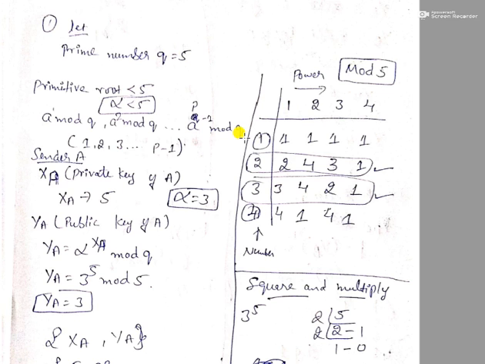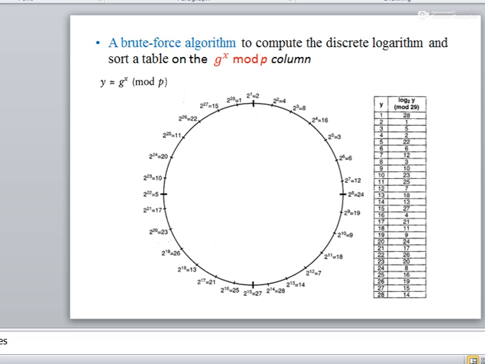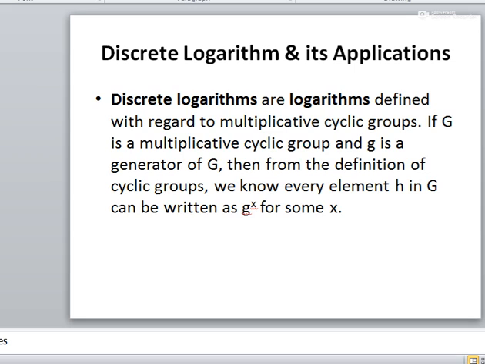This one we call the discrete logarithm. The discrete logarithm is in your exam, in the textbook and syllabus, but I explained it simply so you don't get confused. This is defined with regard to generating a multiplicative cyclic group. If G is a multiplicative cyclic group and g is a generator of G, then from this definition of a cyclic group we know every element h in G can be written as g to the power x for some x.